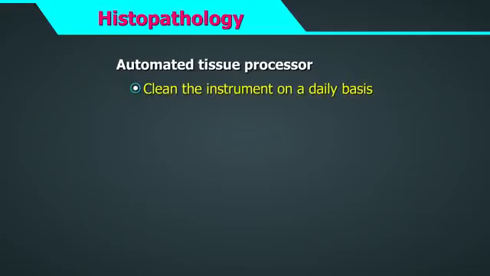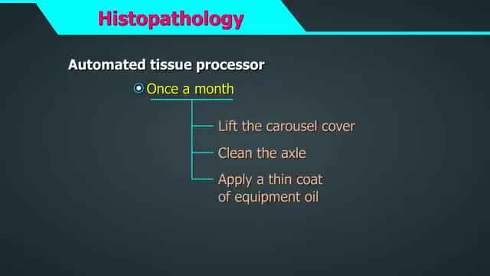Clean the instrument on a daily basis. Mop any reagent spill immediately. Once a month, lift the carousel cover to its upper end position. Clean the carousel axle with a cleaning cloth and subsequently apply a thin coat of equipment oil. Preventive maintenance should be done once a year by an authorized service manager.